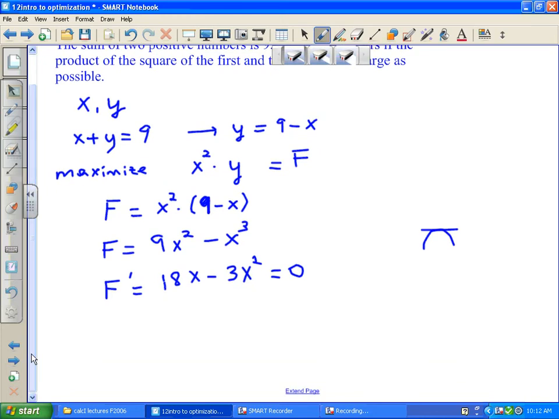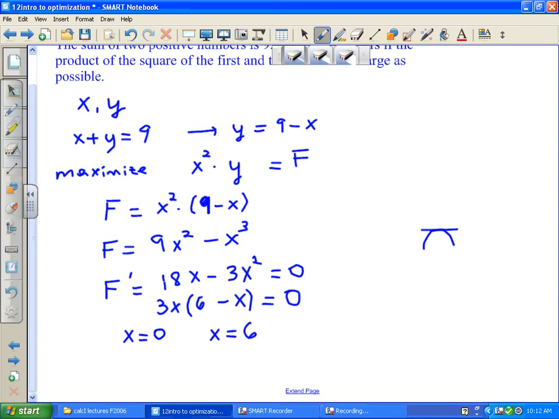Okay, let's try to solve this for x then. Take out a 3x. So we have a 6 from the first one, and minus x from the second one. Okay, so we now set each one equal to 0. What do you get from the first one? You get x is equal to 0. And what do you get from the second one? x is equal to 6.